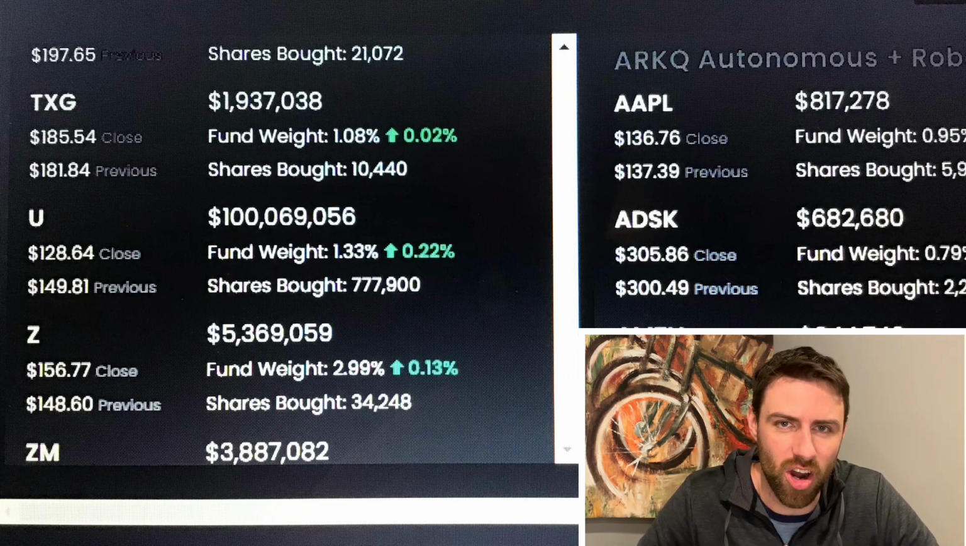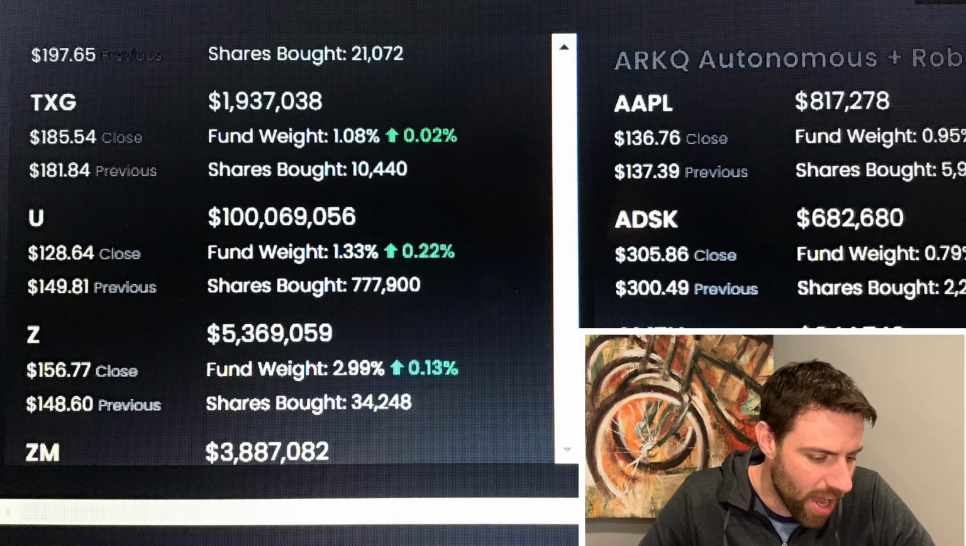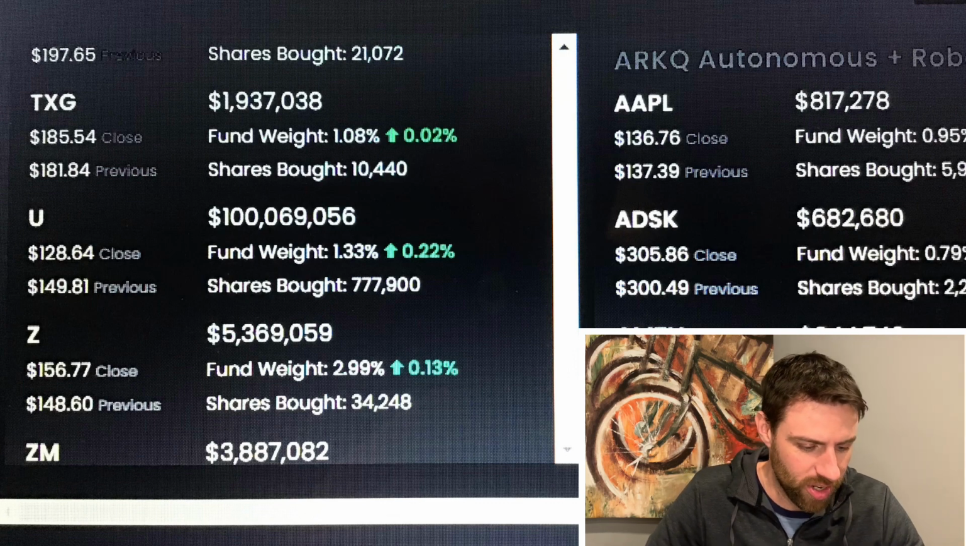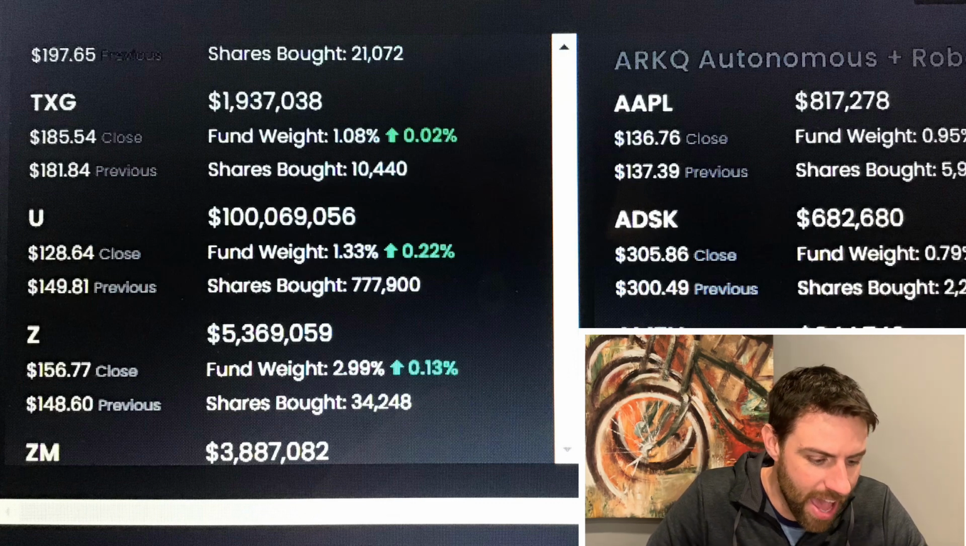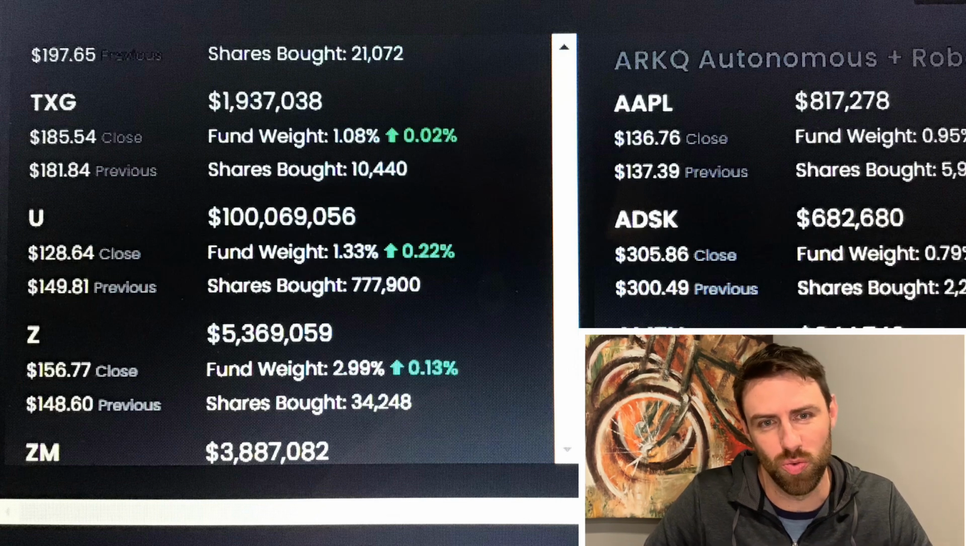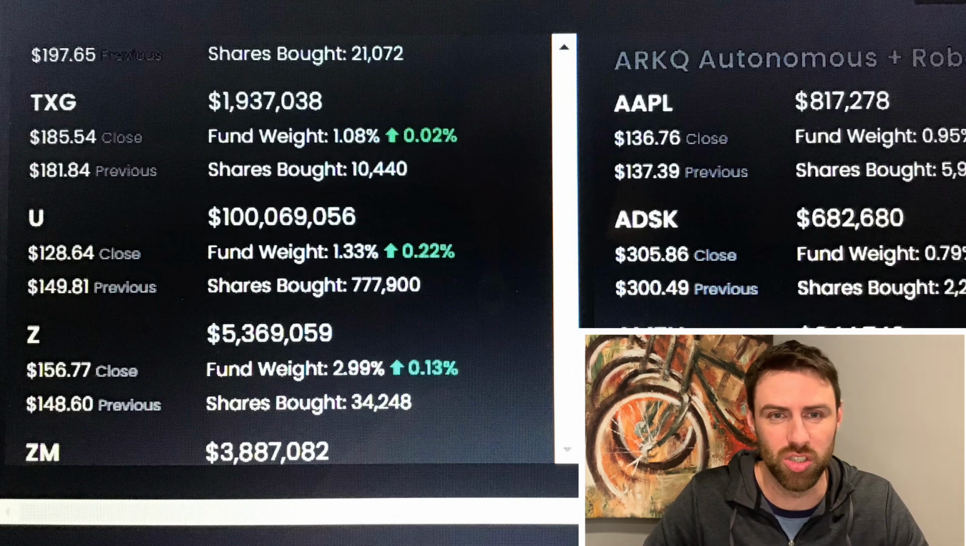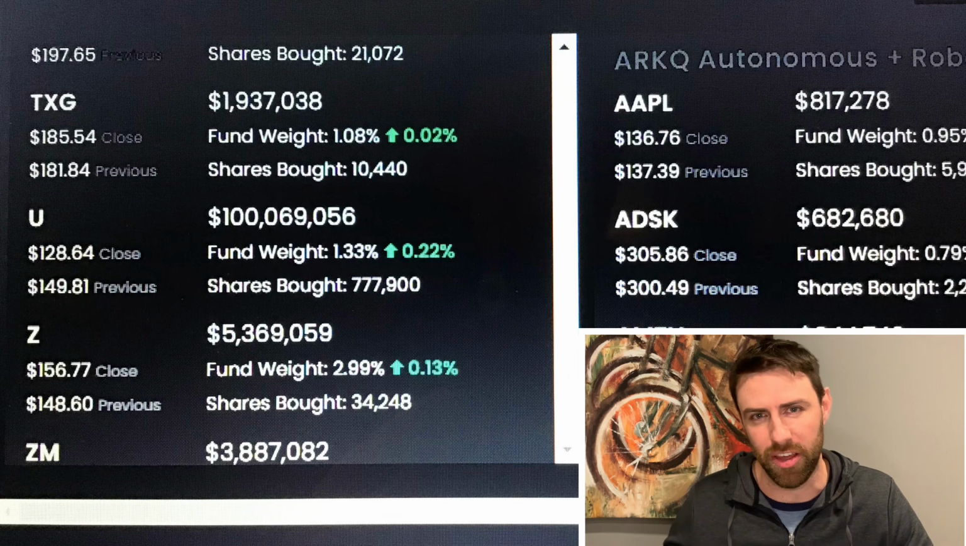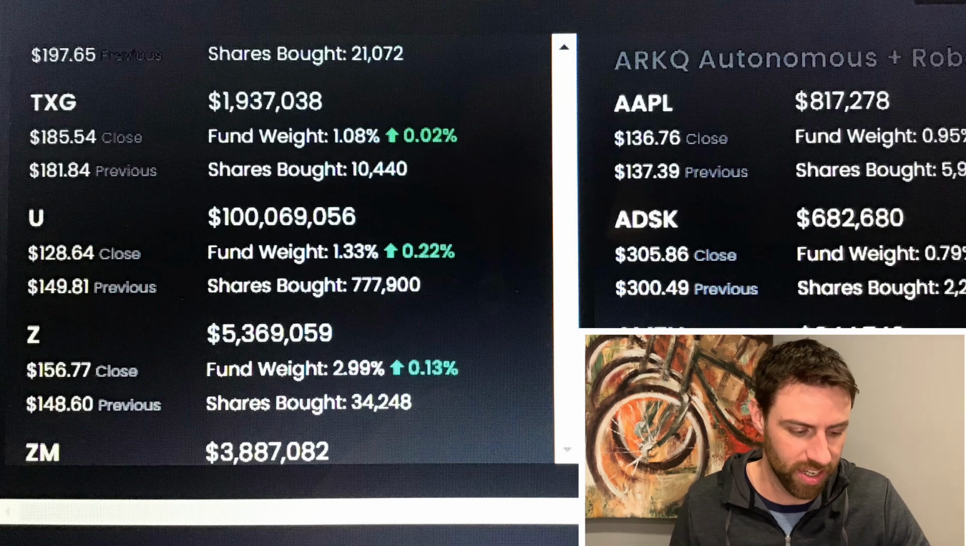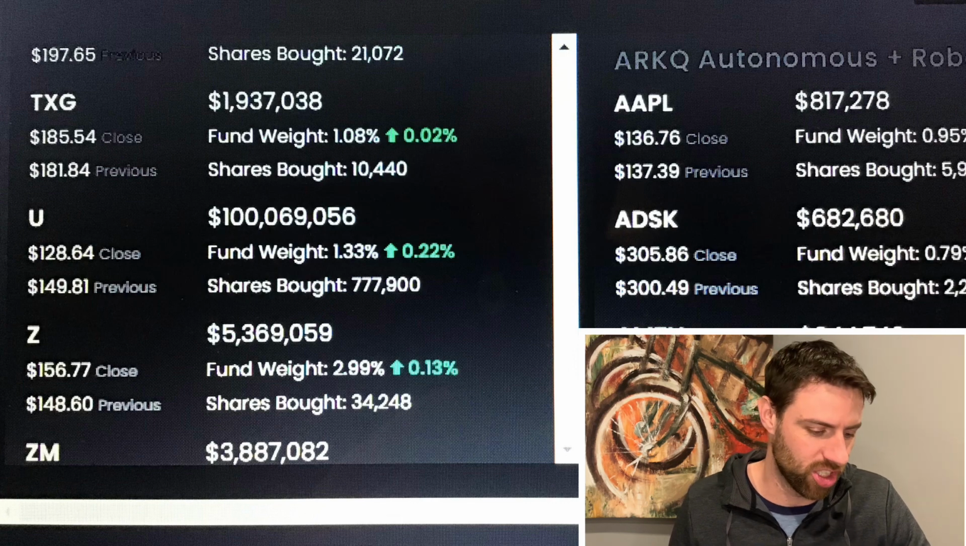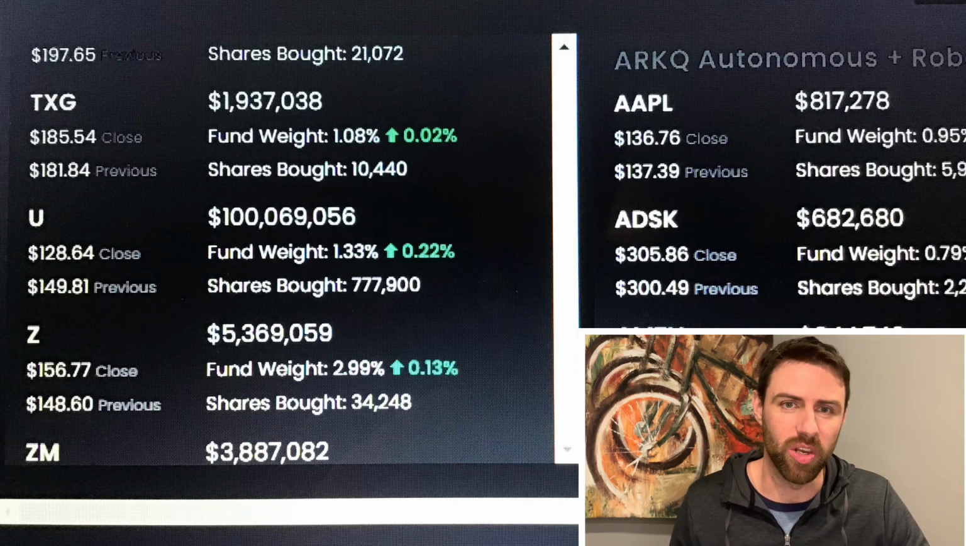And what they did on Friday, they actually bought over $100 million in Unity, you can see here on the left, and actually increased their position weighting in their portfolio by 0.22%. When we saw, I think it was like a 13% sell-off in Unity. So they didn't just rebalance, but they actually increased their position when they saw that sell-off in Unity.